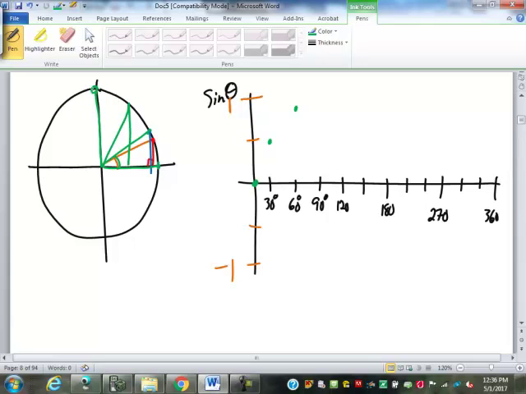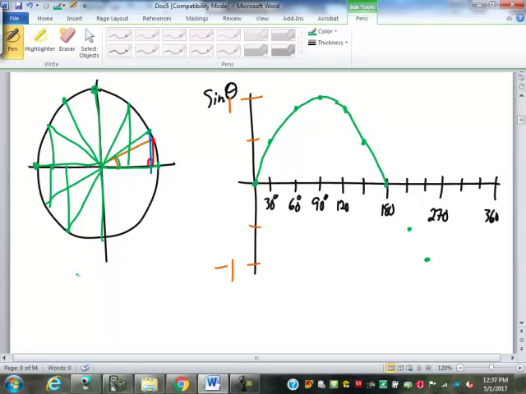At 90 degrees, what's the value of that sine? 1. So right there, at 120 degrees, what's the value of it? Well, it's 0.866 again. At 150 degrees, that's 0.5. At 180 degrees, what's the value of the sine? 0. If we keep going, 210 degrees, it should be negative 0.5. You're thinking 240, it should be at negative 0.866.